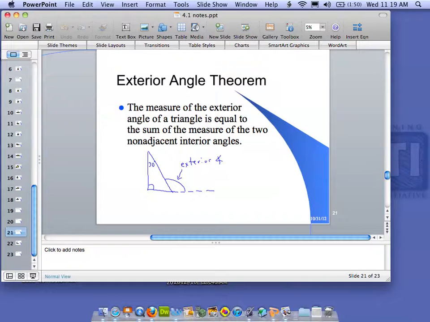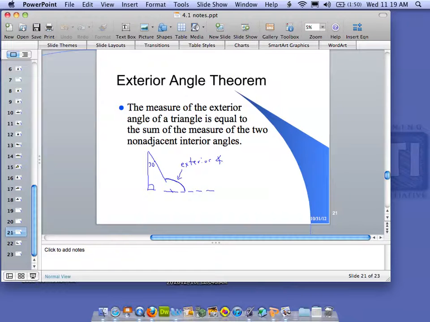If I wanted to find the measure of that exterior angle, I know I could add 30 plus 90 and get 120 and subtract that from 180 and get the angle inside here, and then subtract that from 180 to get my exterior angle. But I don't want to do it that way. I know that there's a shortcut.